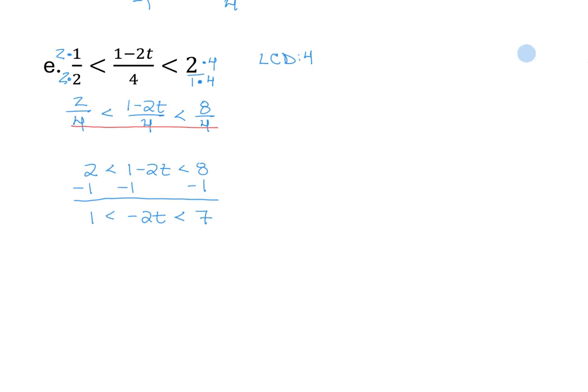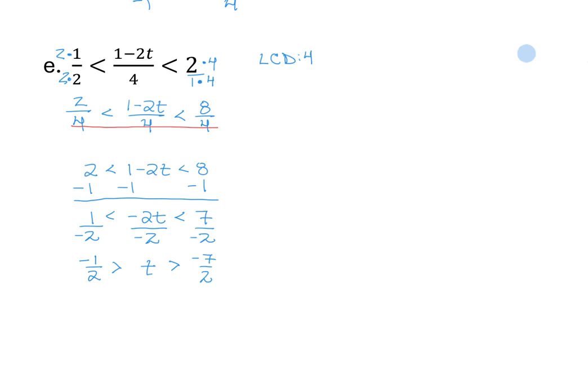The last thing that we want to do in order to get t by itself is I need to divide by -2 in the middle, and again, we're going to do the same thing on the left and the right. And so what we have here is -1/2. In the middle, we have t, and on the right, we have -7/2. Now here, because we did divide by a negative, we need to flip our inequalities. So on the left side, I divided by a negative. I need to flip that inequality. And similarly, on the right side, I divided by a negative. I need to flip that inequality.